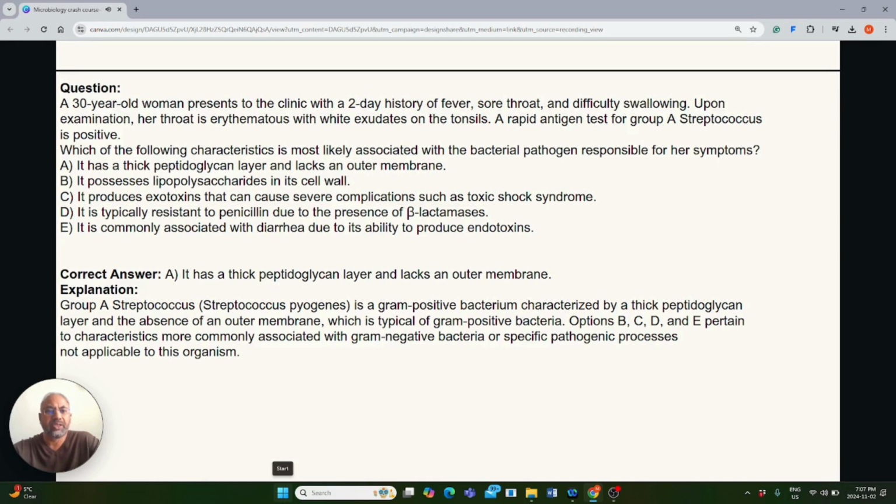So we cannot say that it is resistant to penicillin here. And then lastly, it is commonly associated with diarrhea due to its ability to produce endotoxins. There is no mention of diarrhea here, so we basically rule out that organism also. So this is basically a Streptococcus, and this is a gram-positive organism. These are the characteristics of that organism.